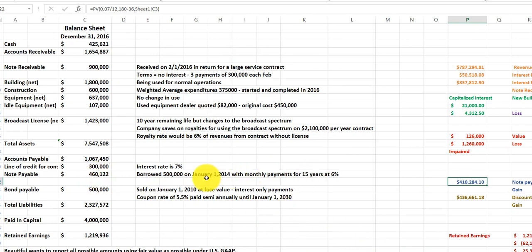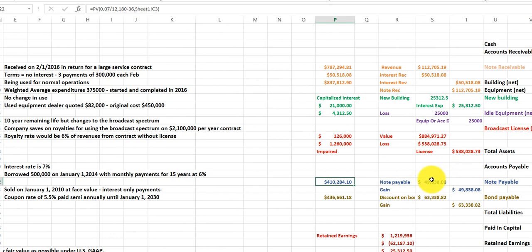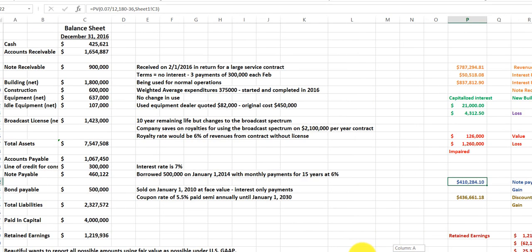And that's all because the interest rate in the marketplace has changed. And so because of that interest rate going down, we debit note payable and credit gain. Now this is a choice. The company would choose to mark all of their payables to fair market value.